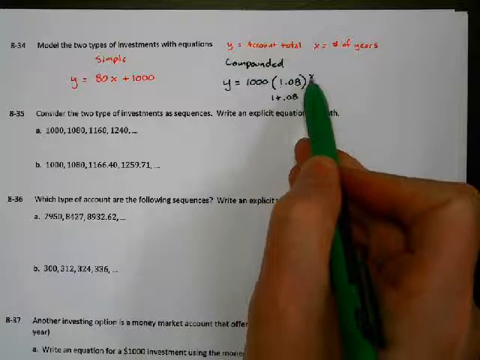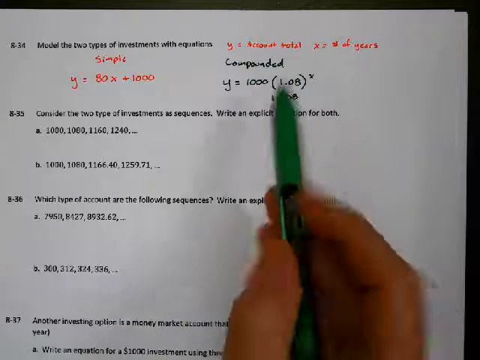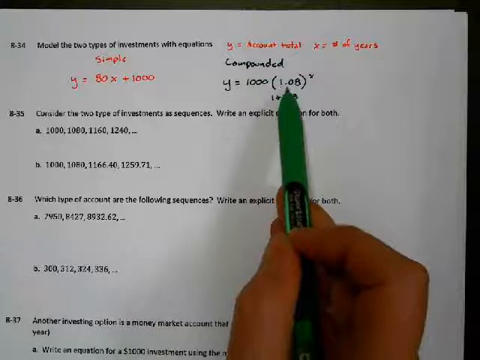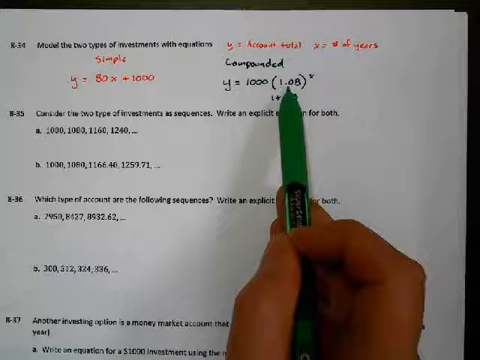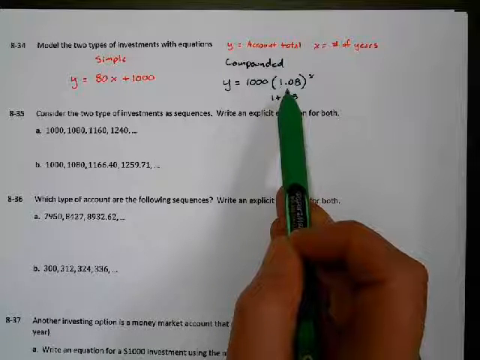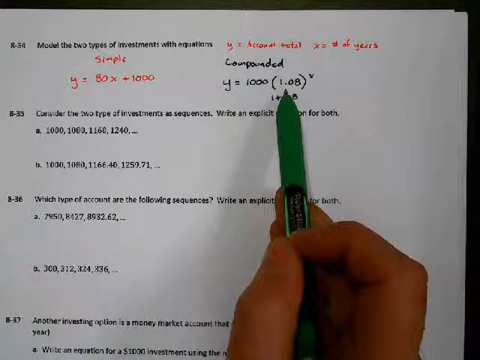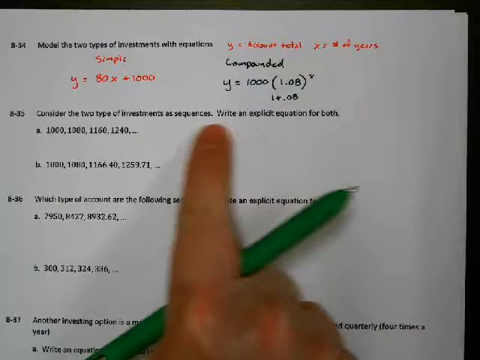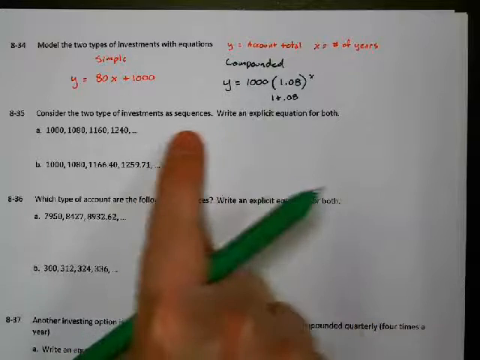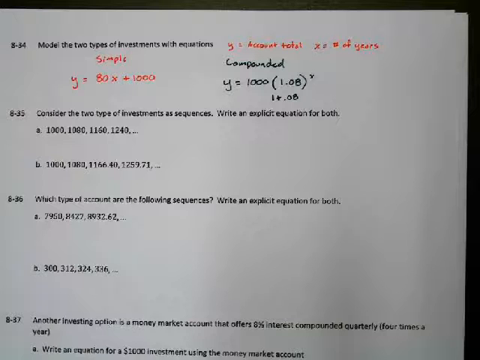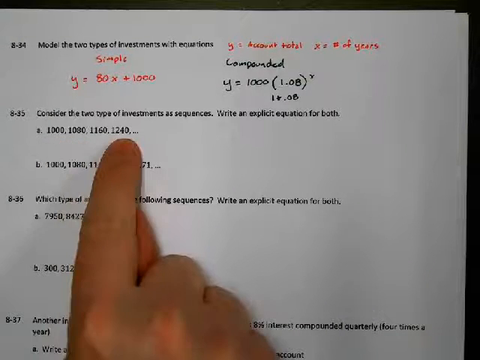Remember what we did on the last two sections, if our b value, which is this right here, is greater than 1, then it's an increasing function. So if you just put 0.8 in here, that's less than 1, that's a decreasing function, and our money isn't decreasing, it's increasing. All right, consider the two types of investment sequences as sequences. Write an explicit equation for both. Okay, so this is the simple interest one, and this is the compounded interest one.